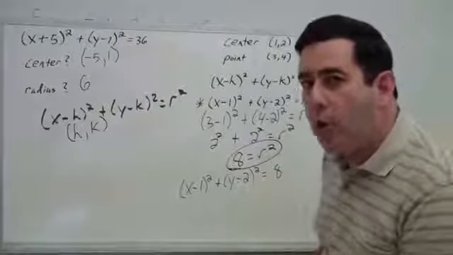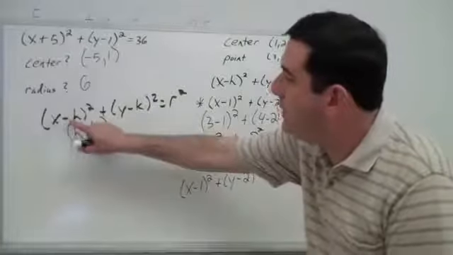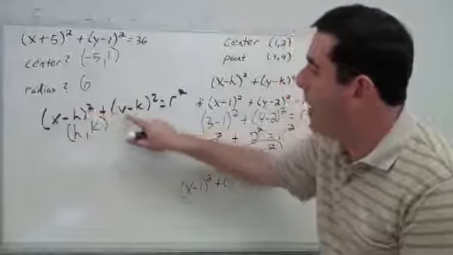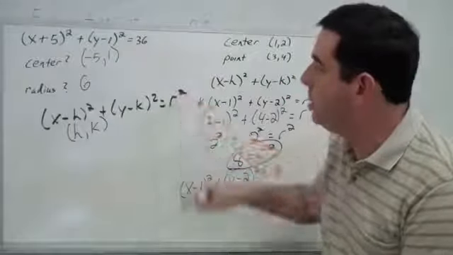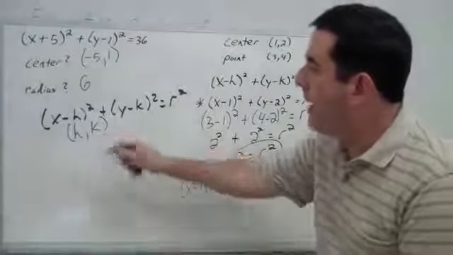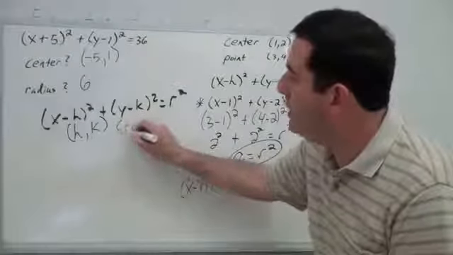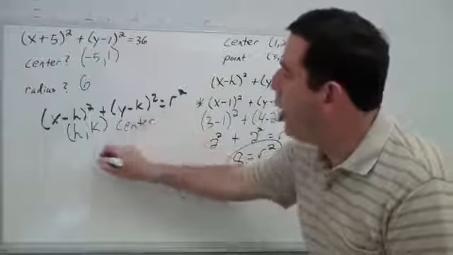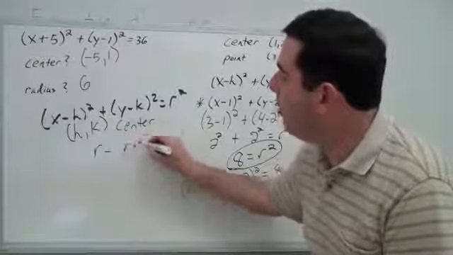Standard form for an equation of a circle, (x - h)² + (y - k)² = r². (h, k), that gives you where the center is going to be. r, that's the radius.